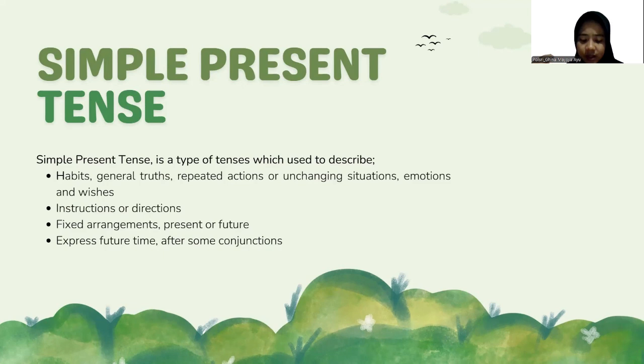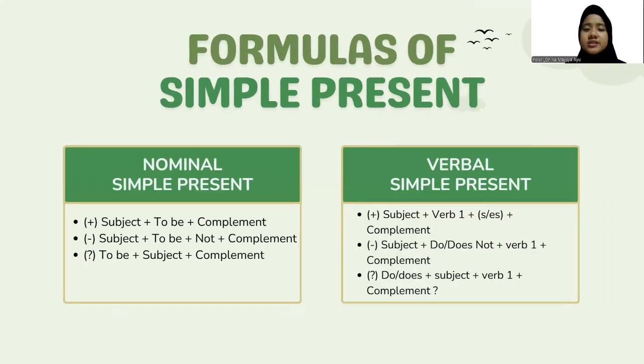So basically, simple present tense is the very basic type of tense we often find. Simple present tense describes things like habits, repeated actions, facts, and something that is likely to happen very often. So that's the point, ladies and gentlemen. Now let's hop on to the formulas of simple present. How can we actually use simple present in a sentence?